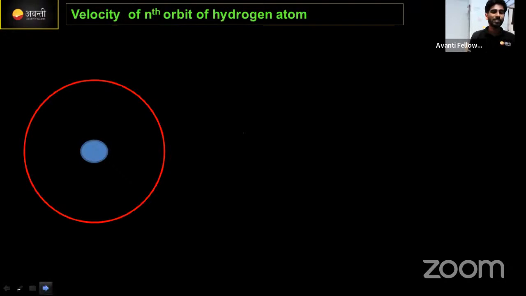Okay, the first topic of this day is the velocity of the nth orbit of a hydrogen atom. Again, I'm telling, this is the concept we are dealing with for the hydrogen atom only, because Bohr took the hydrogen atom only. It is not valid for any other atom containing more than 1 electron. For that reason, Z value will be equal to 1.